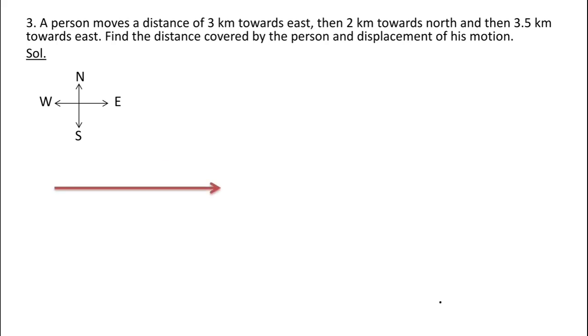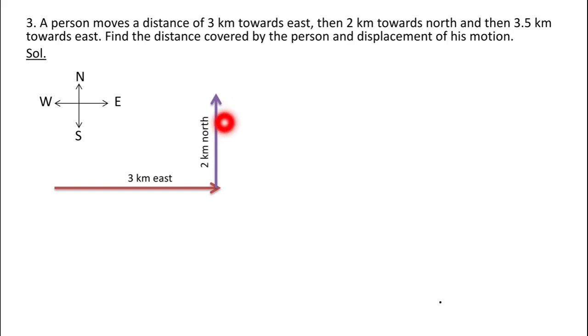So this is the distance of 3 km towards east. Now the person reaches at this point. After reaching at this point, again the person travels a distance of 2 km towards north. So let us draw. This is the 2 km towards north.